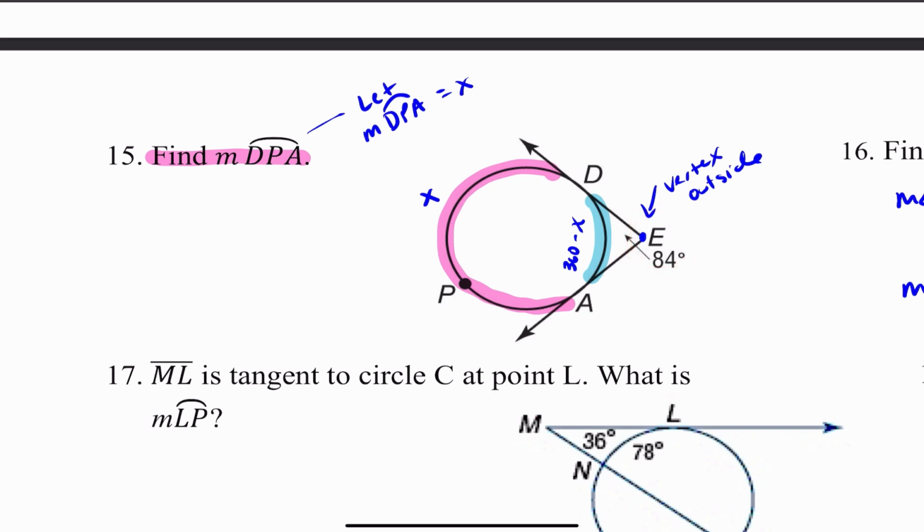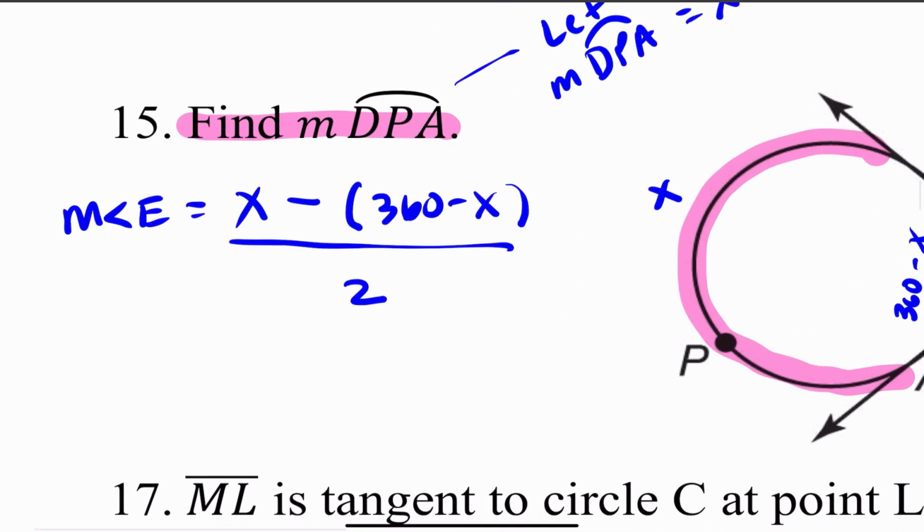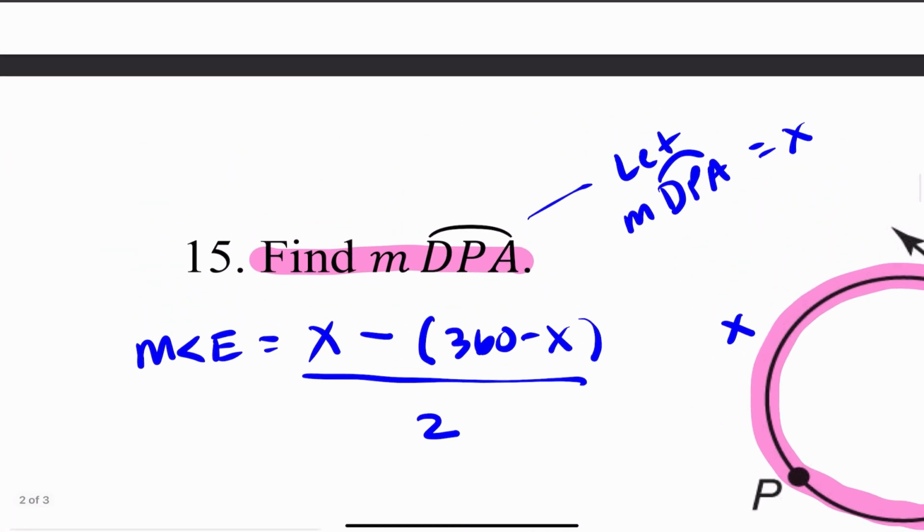So I'm going to apply that formula where the vertex is outside of the circle. That's number one, right? If the vertex is outside of the circle, then I'm going to say that the measure of angle E is equal to the big arc minus the small arc. And since this is one number, I gotta put parentheses around 360 minus x. And that's gonna be all over 2. And why do I put parentheses around 360 minus x? Well, let me go ahead and just tell you why.